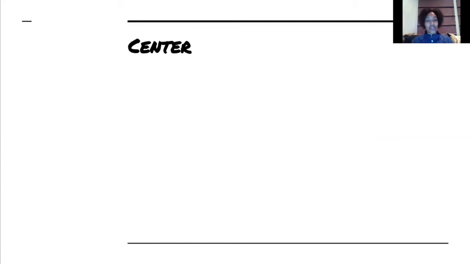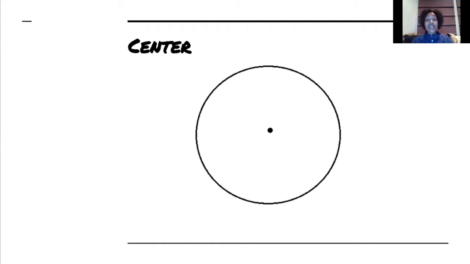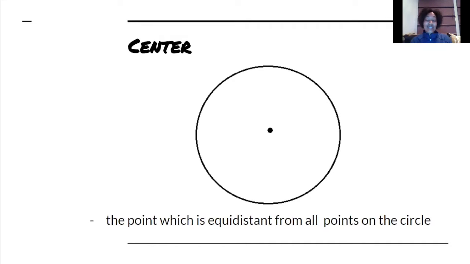Our next vocabulary term is center. If you notice, there is a point in the center of the circle. Let's look at that point. That center point is equidistant from all points on the circle. That means no matter where I move out from the center, it's going to be the same distance. So that point is in the middle of the circle.